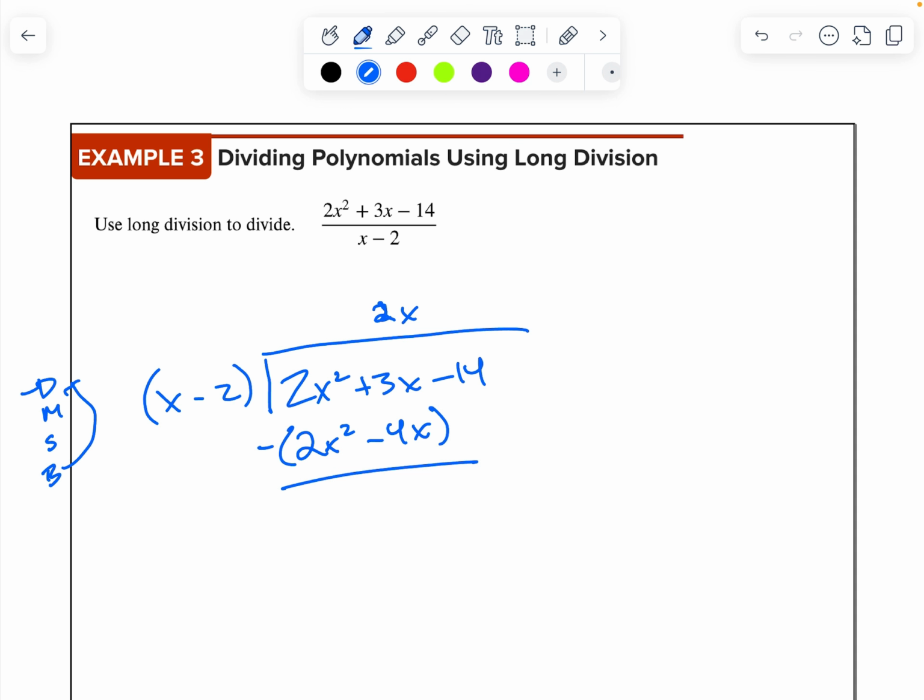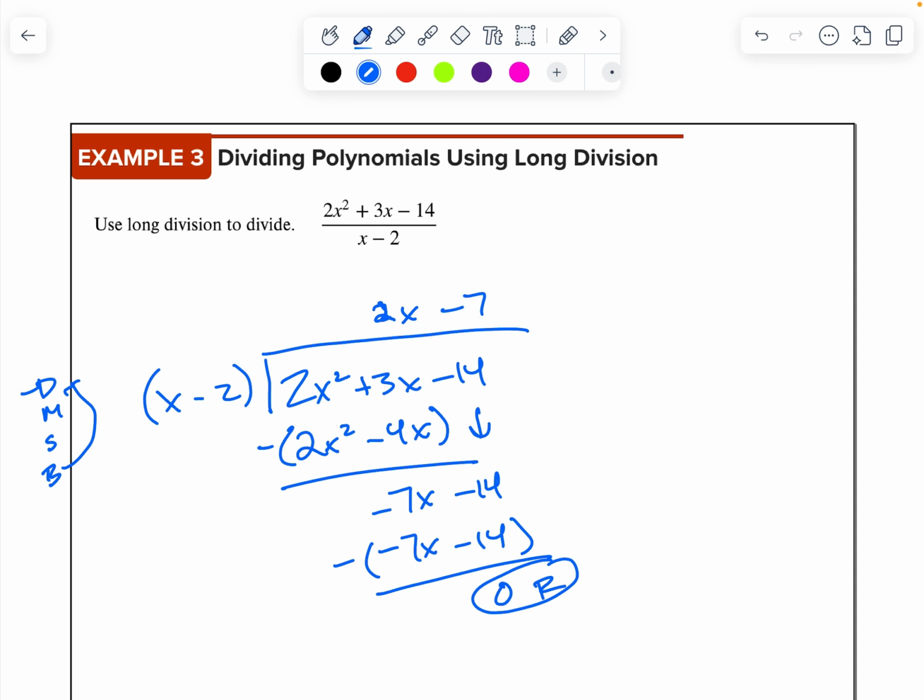Subtract. That would be 7x, negative 7x. Bring down. Then we'll loop back. So divide. Negative 7x by x would be negative 7. Multiply, that'd be negative 7x minus 14, subtract. 0. Nothing to bring down, so we're done. We get a 0 remainder. That's great. That means that we divided it evenly, right? If we get a 0 remainder, that means that it was an even division.